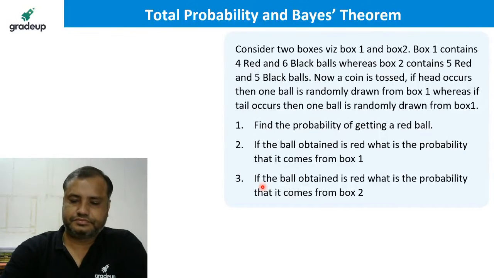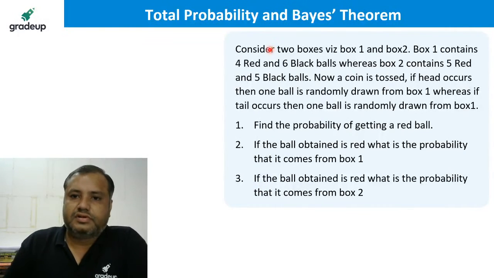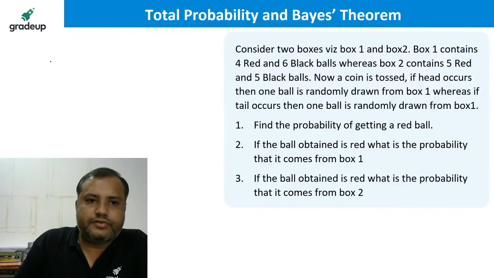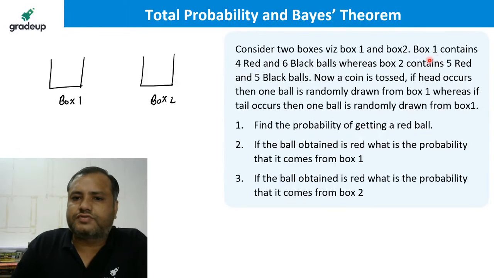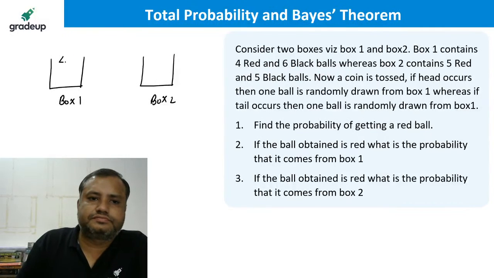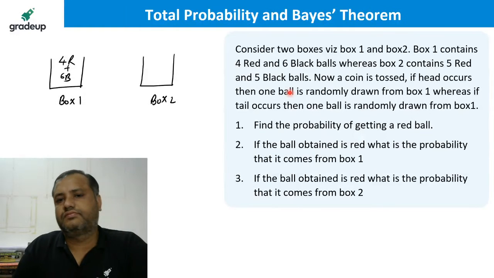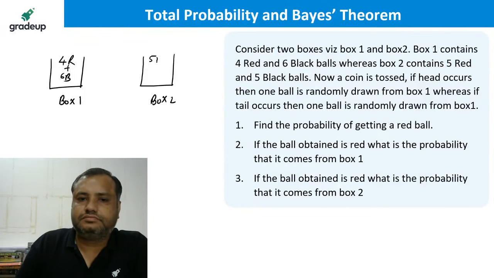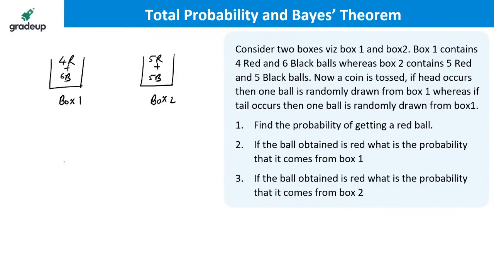Now see here. Consider two boxes, box 1 and box 2. Box 1 contains 4 red and 6 black balls, whereas box 2 contains 5 red and 5 black balls. Now a coin is tossed. So what are the outcomes of a coin toss? Head or tail?